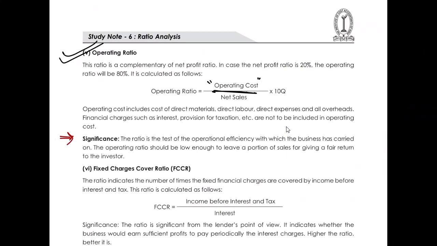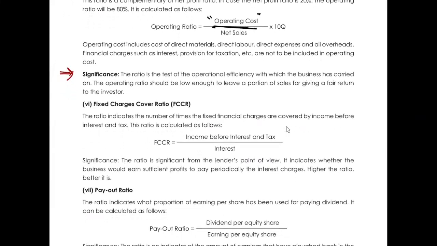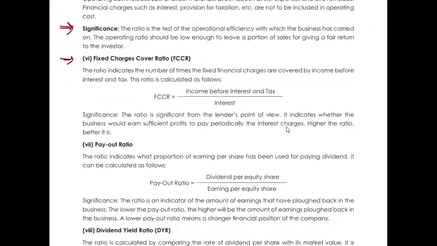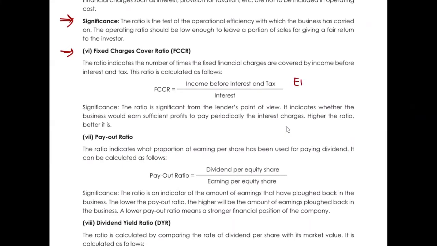So every ratio has its own significance. This might be asked as a 1 mark question as an MCQ, so you need to know about that. Then we have the fixed charges coverage ratio, that is EBIT, earnings before interest and tax, divided by the interest. This is also called your interest coverage ratio, which we have learned just now.